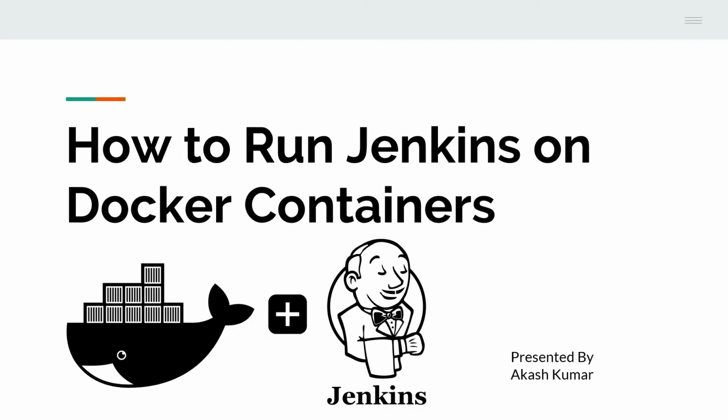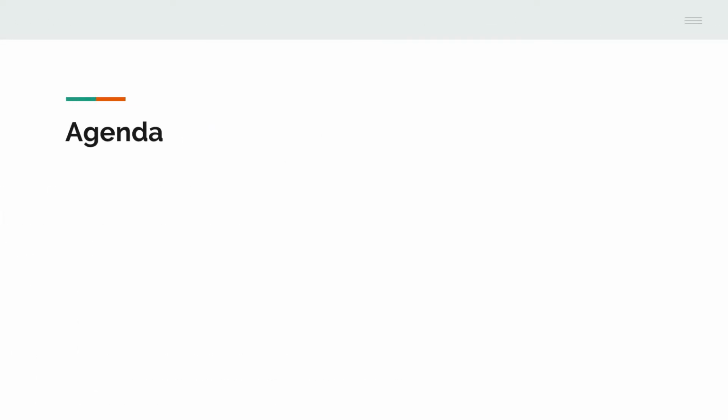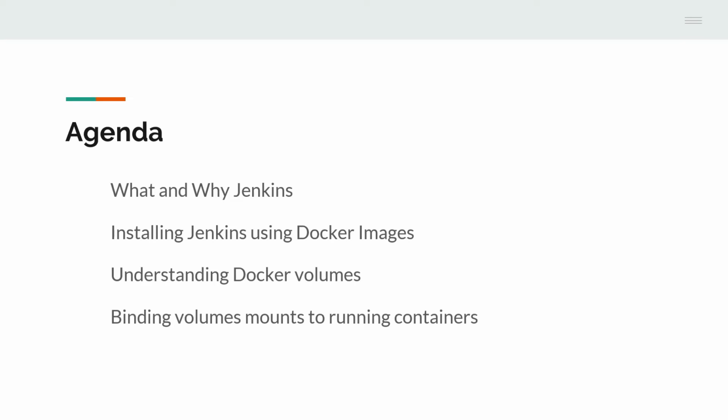In this video, I'm going to talk about how to run Jenkins on Docker containers. Okay, so let's go with the agenda. First we'll talk about what is Jenkins and why we use Jenkins. Then we'll discuss how to install Jenkins using the Docker images. And then we will discuss the use of Docker volumes. Docker volumes is a very essential topic in the Docker world. So we will understand Docker volumes, and then discuss how to bind a volume mount in a running container, or to run a container.